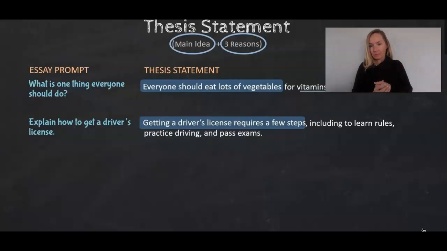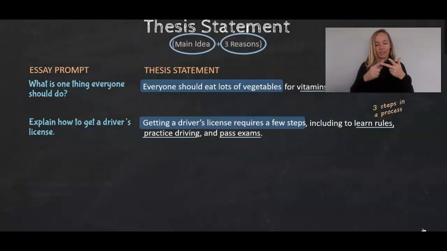Now, remember that getting a driver's license is a process, so instead of 3 reasons, this thesis statement will have 3 steps in a process. The 3 steps for getting a driver's license are to learn the rules, practice driving, and pass exams.